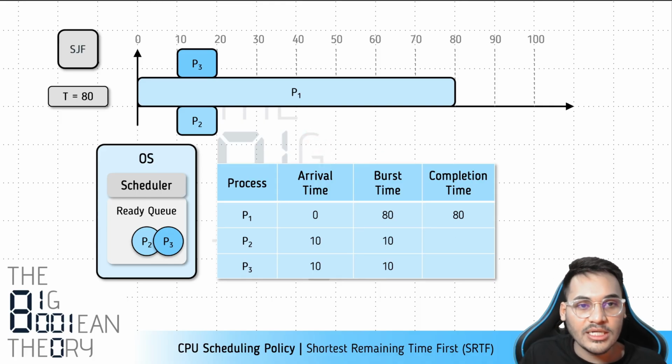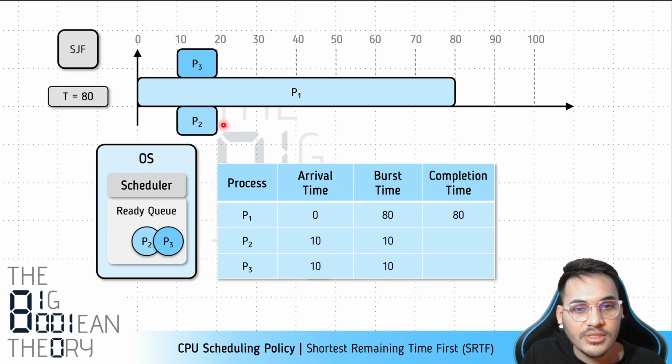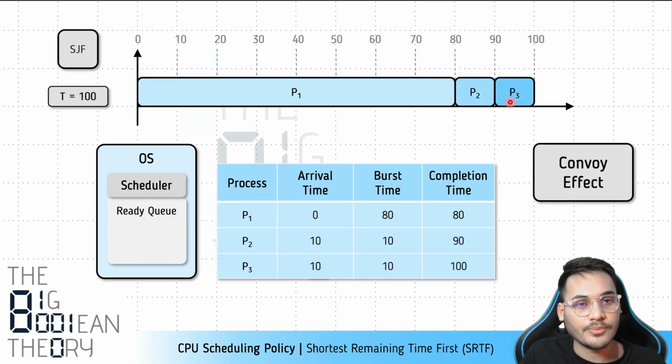So now P1 completes, and both P2 and P3 have the same burst times. They arrived at the same time, so both their arrival times as well as their burst times are the same. Out of P2 and P3, which one will go first? To break the tie, let's assume that the process with the lower process ID goes first, right? So P2 will go first, before P3, and then finally P3 will execute. As you can see, we have the convoy effect, right?